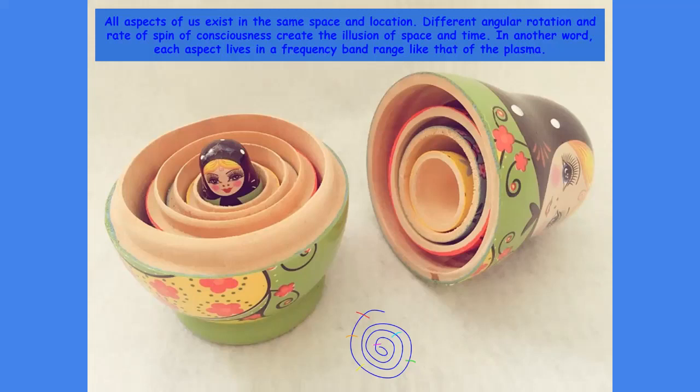Here, me describing more. All aspects of us exist in the same space and location. Different angular rotation and rate of spin of consciousness create the illusion of space and time. In another word, each aspect lives in a frequency band range like that of the plasma.